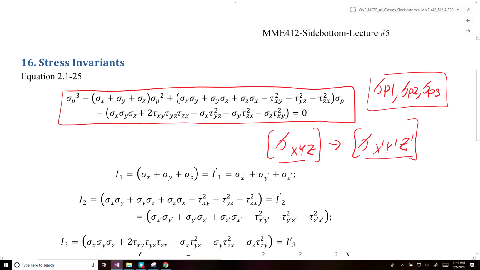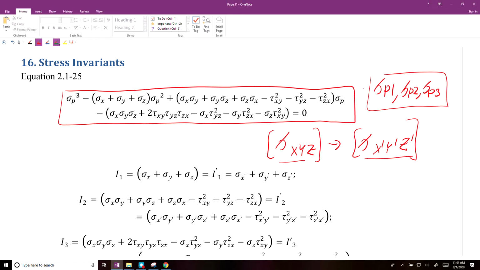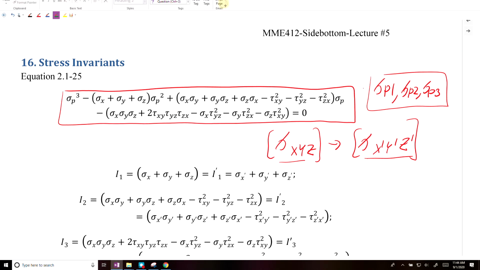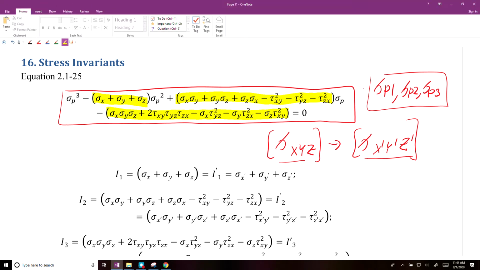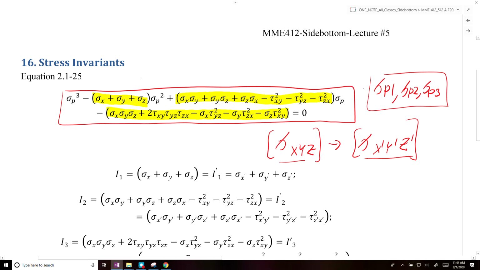In order for that to be true, the coefficients of this cubic equation, which I'm going to highlight in yellow, these 3 coefficients, have to be the same. Our first coefficient will be I1. Our second coefficient is going to be I2. Then our third coefficient is going to be I3.